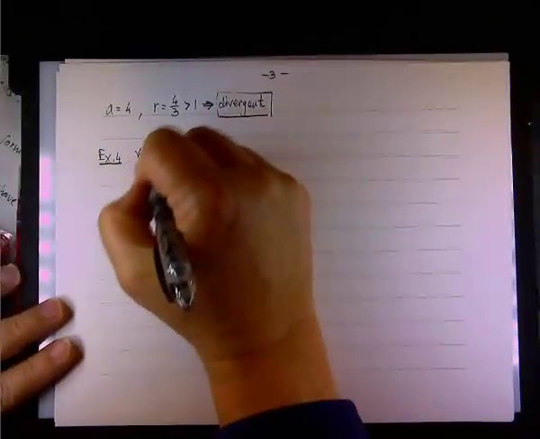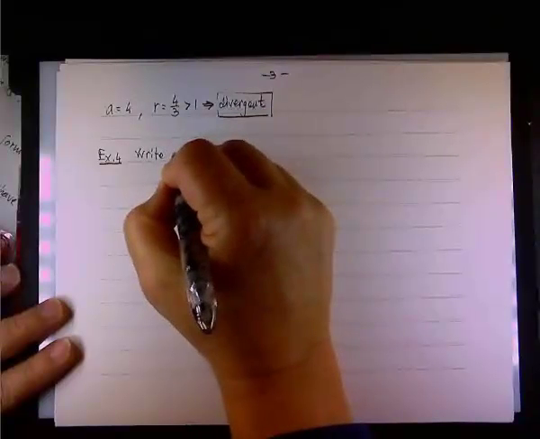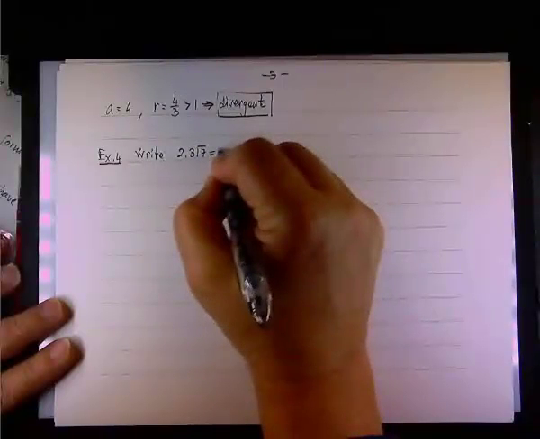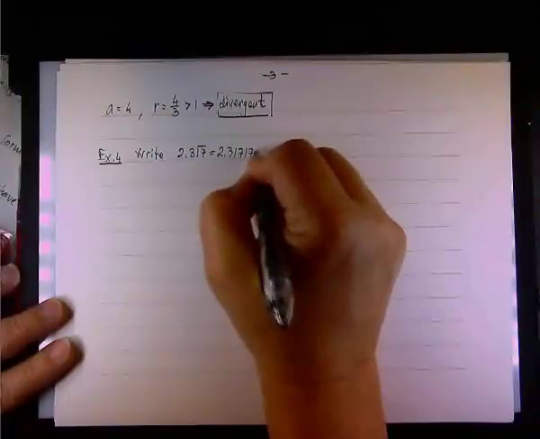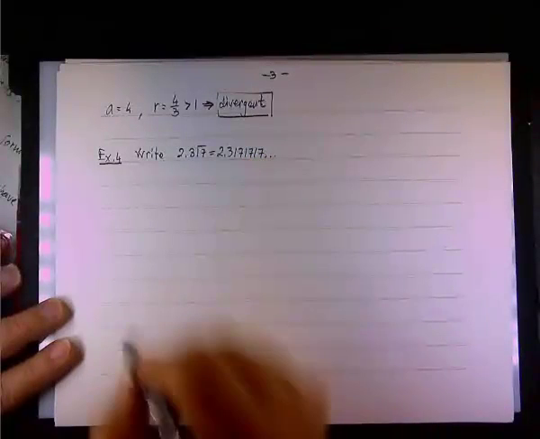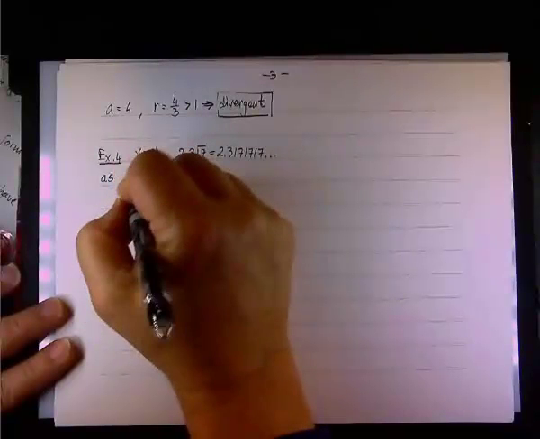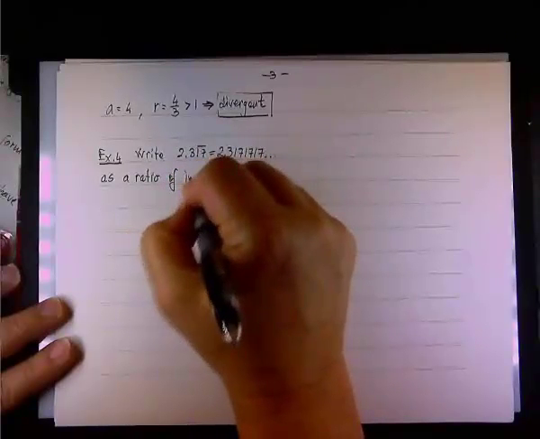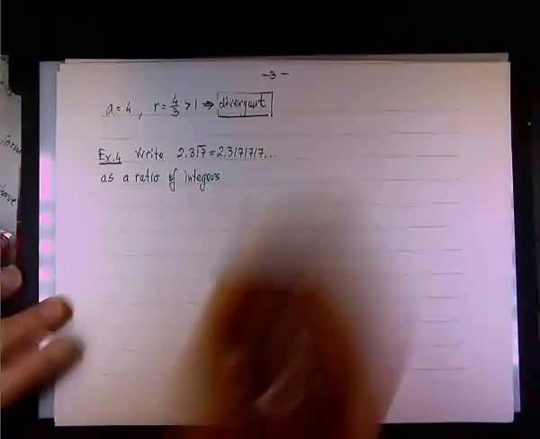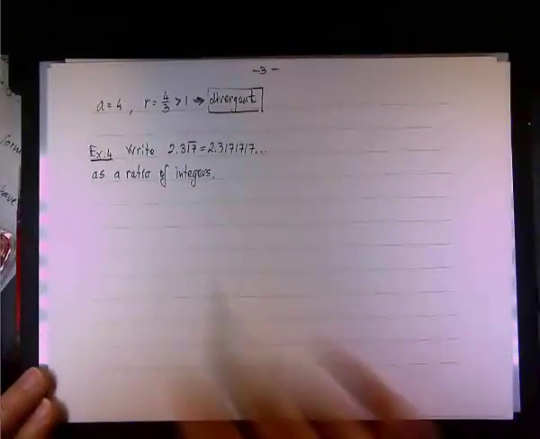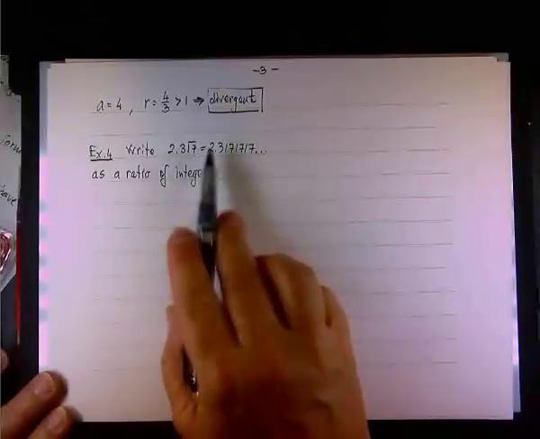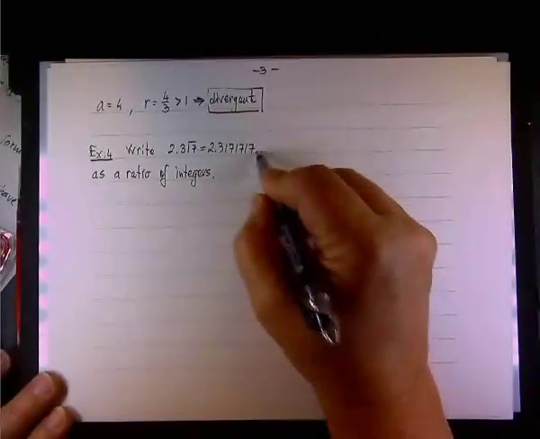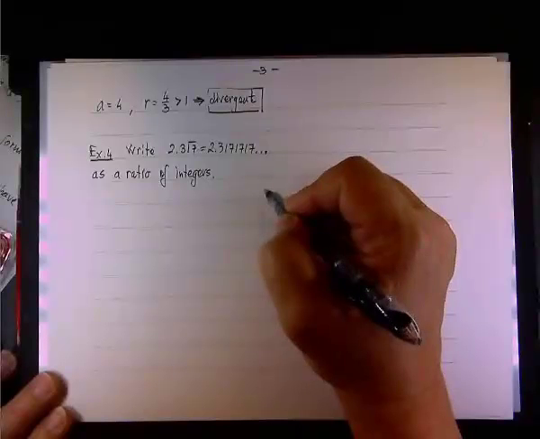Write the number 2.317 repeated, which is really 2.3171717..., is a ratio of integers. In other words, what we are trying to prove here, I should have rephrased this and say, prove that 2.317 repeated, or 2.3171717..., is a rational number.